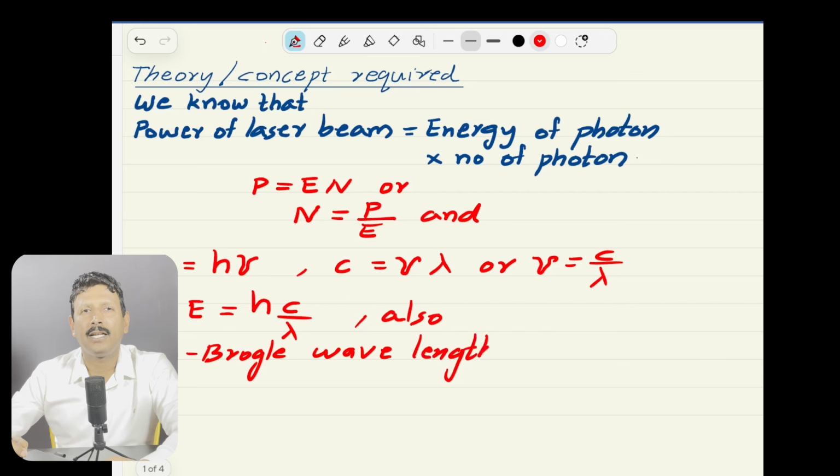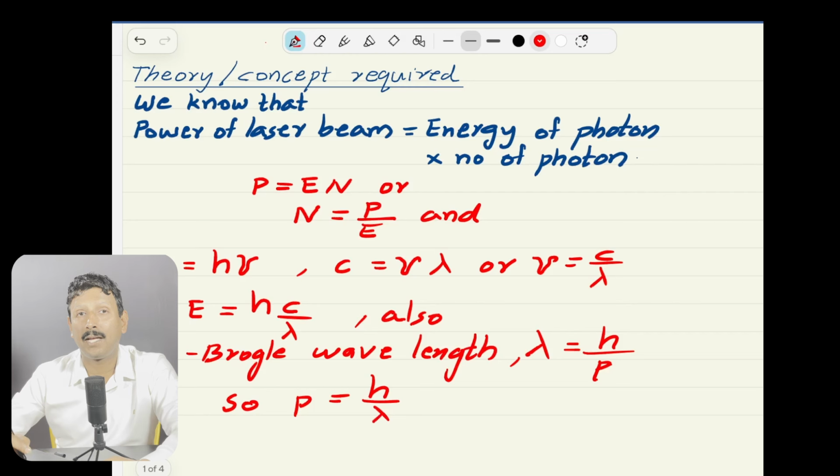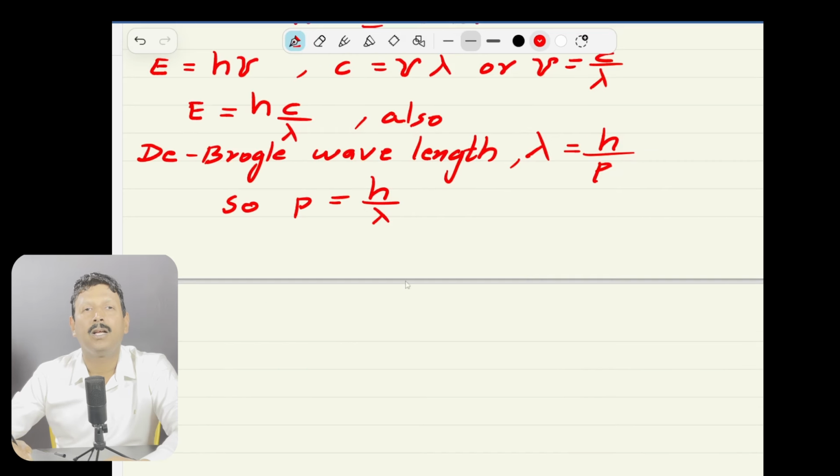And also you studied the de Broglie wavelength: lambda is equal to h by p. From there, p is equal to h by lambda. Remember here p is momentum, not power. Now we have two equations, one for N, the number of photons, and the other for energy, and one more, p is equal to h by lambda.